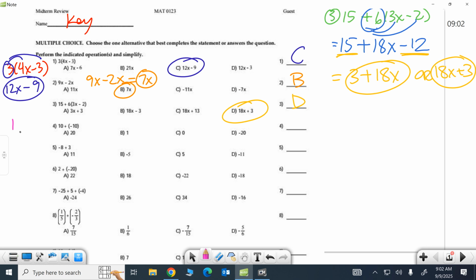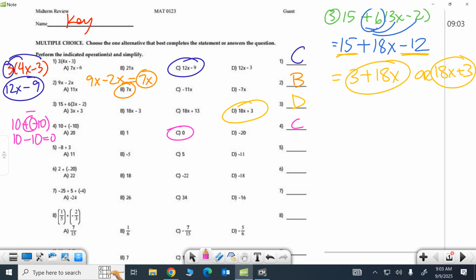10 plus a minus 10. If you've been watching my videos, you know I don't like plus a minus, right? So 10 minus 10, because plus a negative means minus. If you're adding a negative, that means leave it negative. If you subtract something, you change the sign. If you add it, you leave it. We're adding a number, we leave it. It was negative, we leave it negative. 10 minus 10 is 0. So 0 is C for number 4.